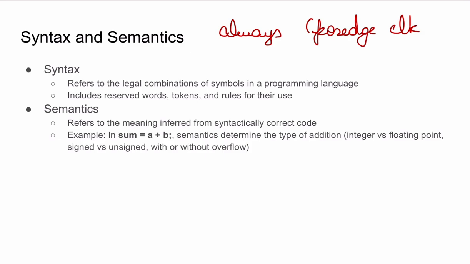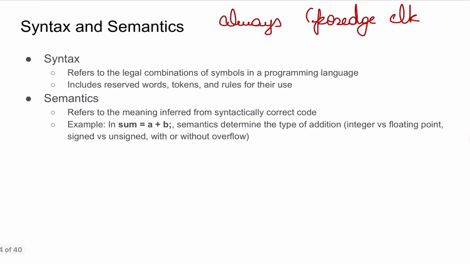Let's say a equals 5 and b equals 2, and both are integers. The operation 5 over 2 would result in 2 instead of 2.5 because integer division discards the decimal part. If you were expecting 2.5, you would have a semantic issue. The program runs, but it doesn't behave as intended.